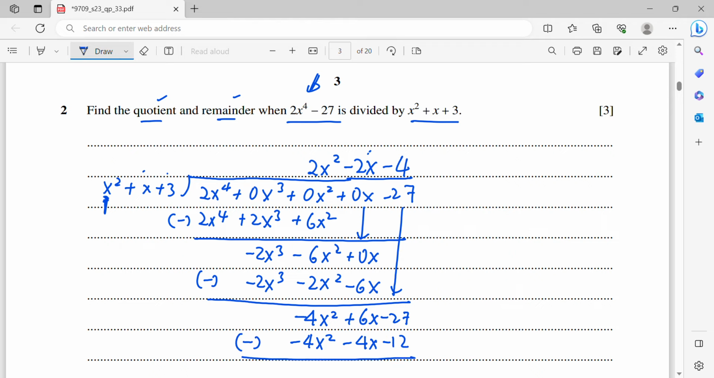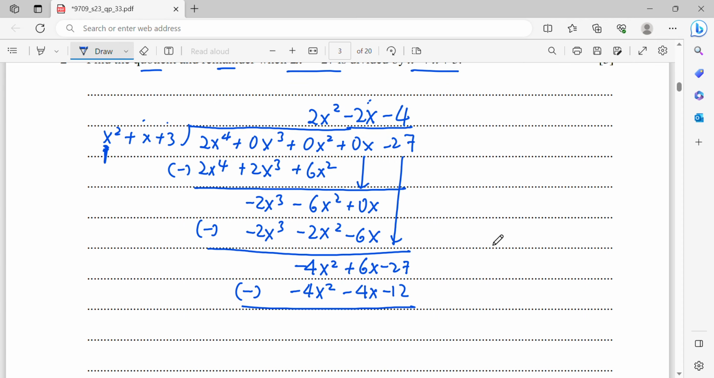Okay, again now minus. So from here, the first term will be 0 because they are the same term. Second term, 6x minus negative 4x will be 10x. Then the last term, negative 27 minus negative 12, means negative 27 plus 12. Then you will be getting negative 15.